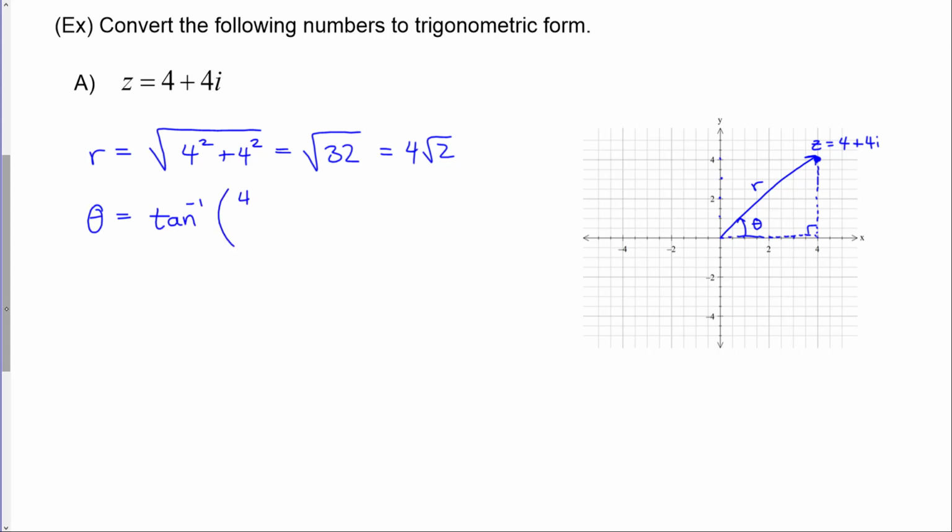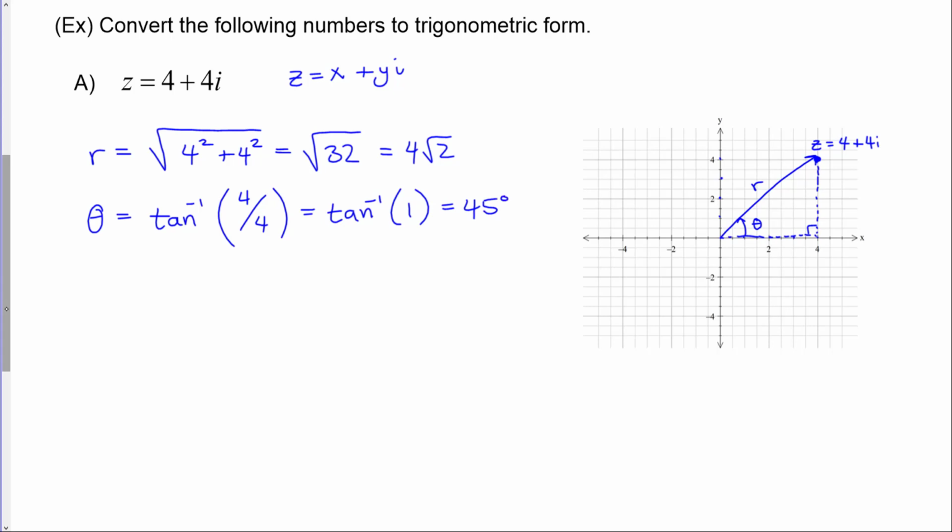The angle measure theta is going to be the arctangent of y over x. So y is 4, x is 4. Because remember, these are always of the form z equals x plus yi. X is the real part, which is the x-axis. Y is the imaginary part, which is on the y-axis. So this is the arctangent of 1, which you could get your calculator out, but you probably recognize at this point is 45 degrees.